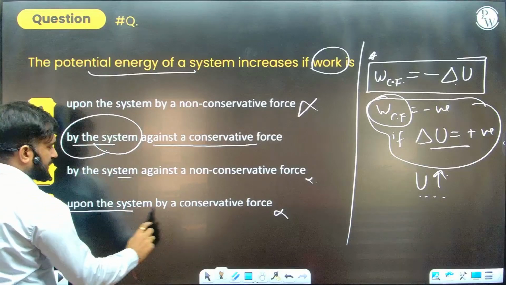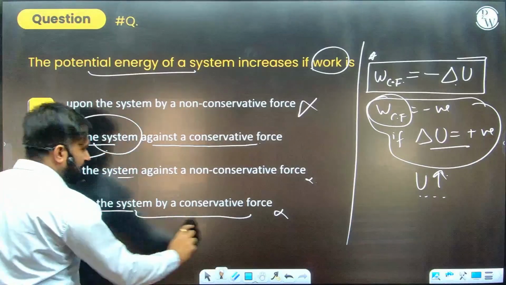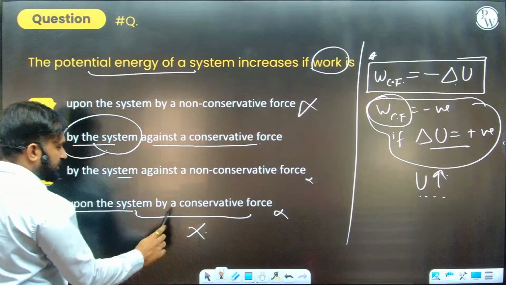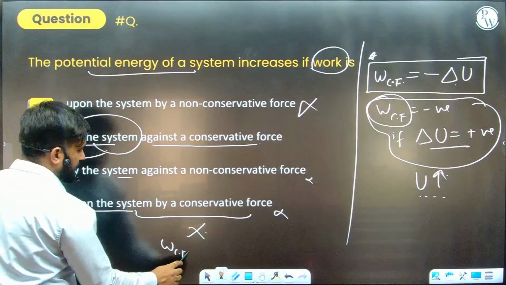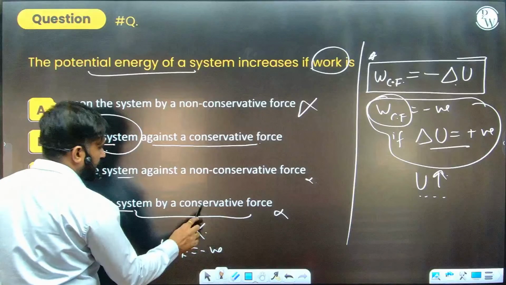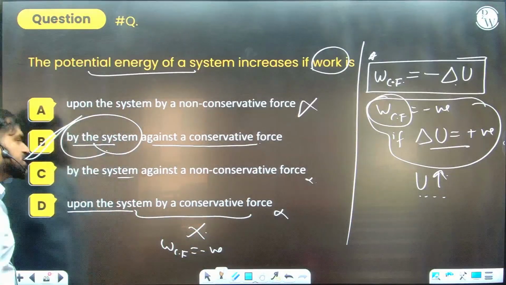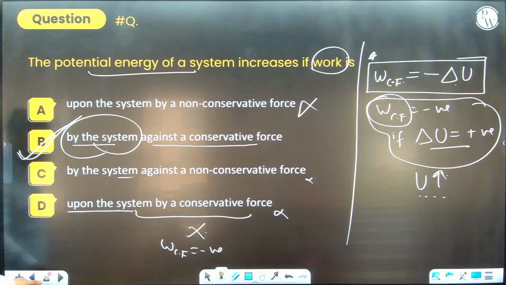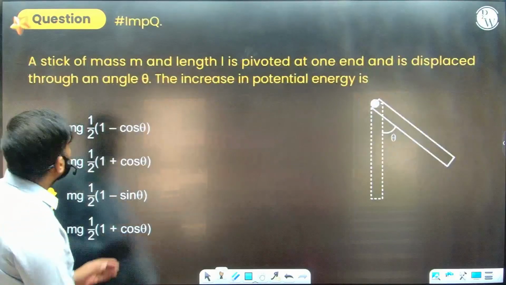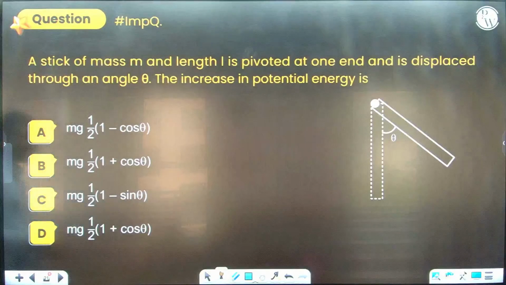Is the conservative force doing the work? Work done by the conservative force? No. Since the work done by the conservative force came out to be negative, actually the conservative force is not doing work. Who is doing? The system is probably doing the work. This is how we decide. Next one. So that was quite a good one.